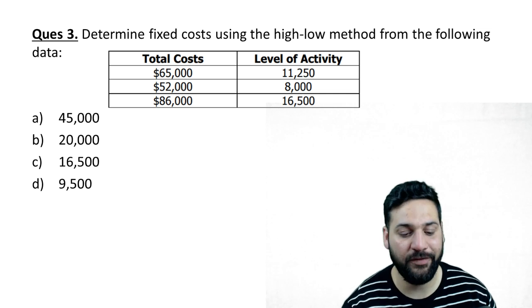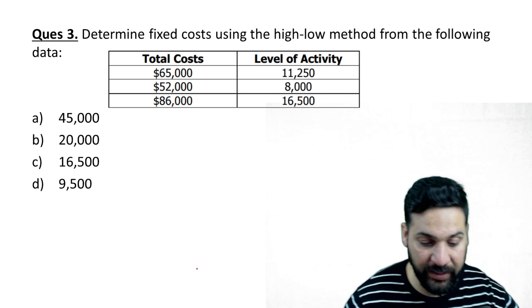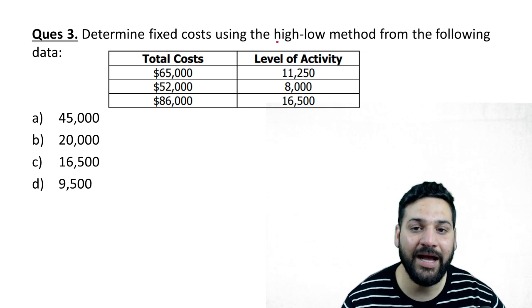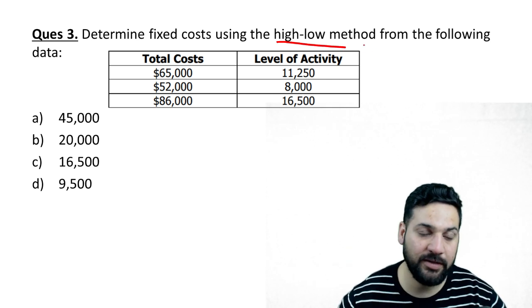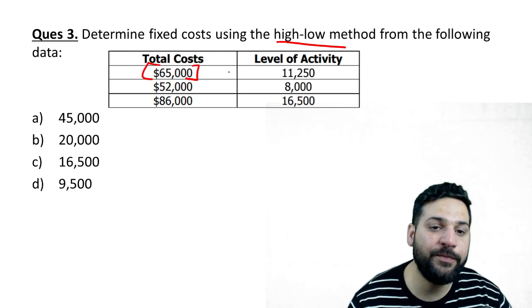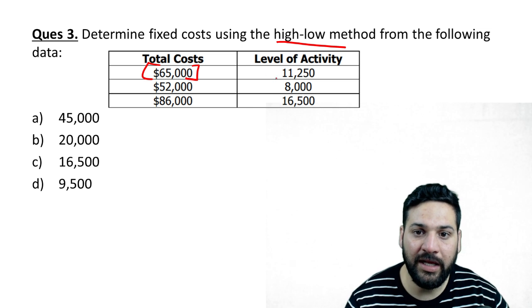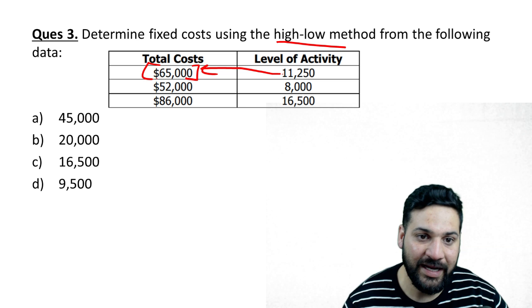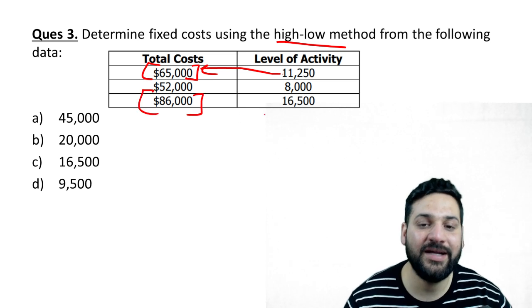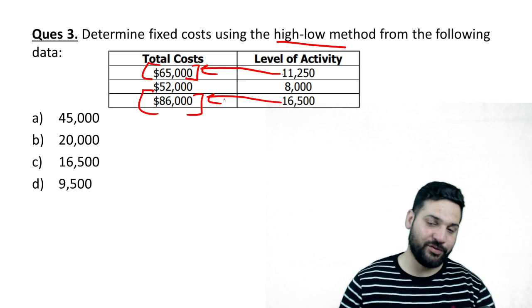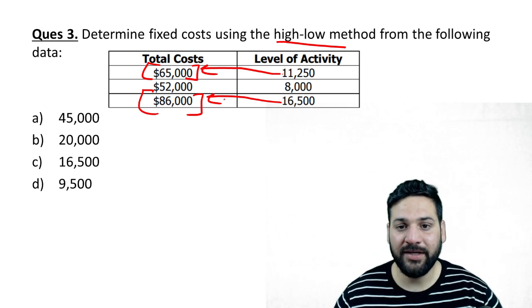This is a very important question. Determine the fixed cost using the high-low method. Now this is actually really important. See, the total cost of producing 11,250 units is 65,000, and total cost of producing 16,500 units is 86,000. You need to understand one thing.